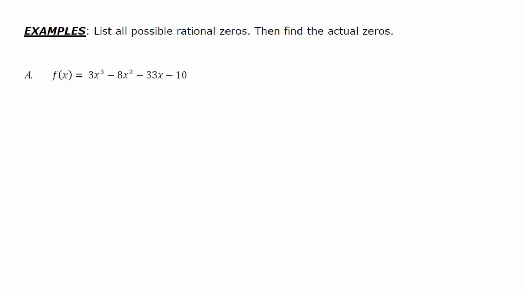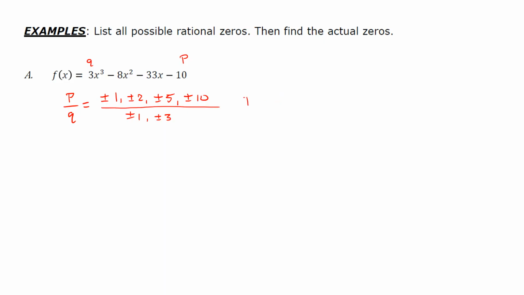So for our first set of problems here, we're asked to list all possible rational zeros and then find the actual zeros. So for our function f of x here, let's list the possible zeros. We do that by first starting out with p divided by q, where p is our constant and q is our leading coefficient. So the factors of p are 1, 2, 5, and 10. The factors of q are 1 and 3.